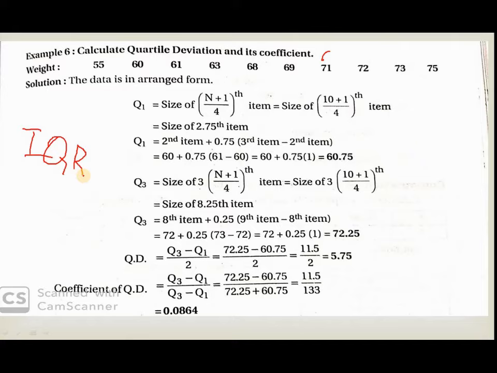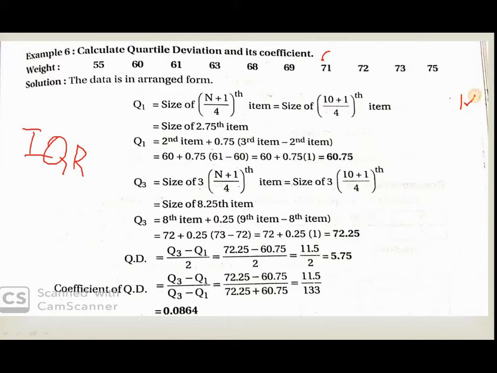So first we need to find out Q1 and Q3. This is an individual series. How can we find out Q1 and Q3? In an individual series, the first step is we need to arrange the data in ascending order. Here the data in the question is already arranged in ascending order, so the first step is done. We don't need to work on the first step.